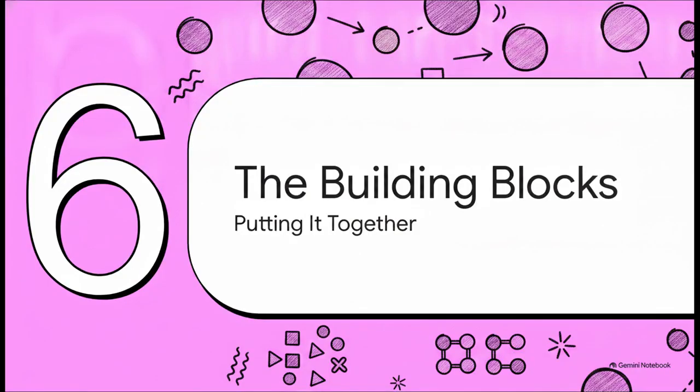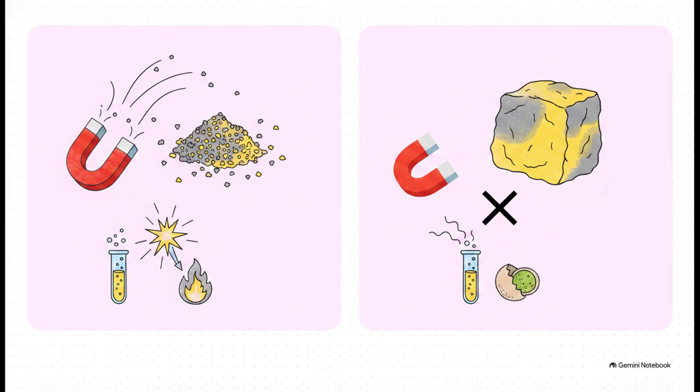And finally, Section 6, the building blocks. Let's bring this all together with the ultimate test. Imagine 2 samples made of iron and sulfur. Sample A is just a mixture. The iron and sulfur are just stirred together.